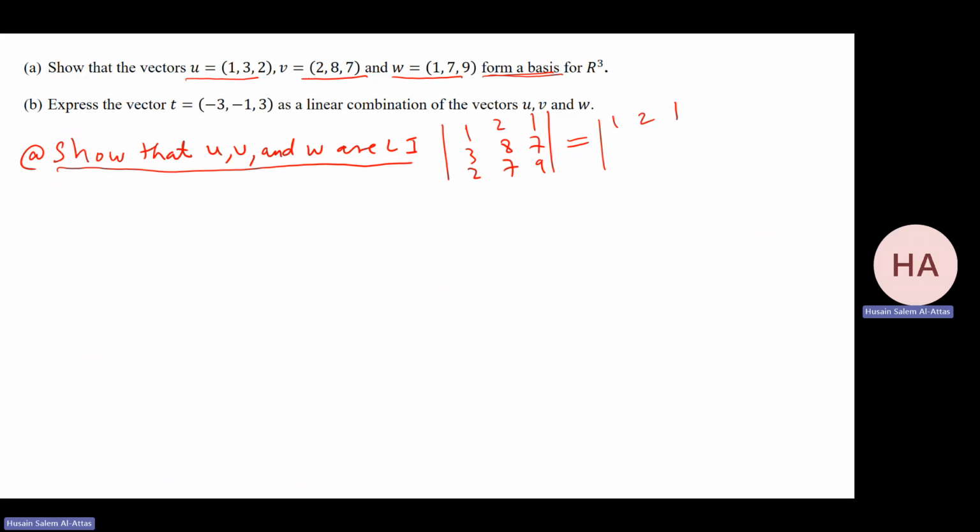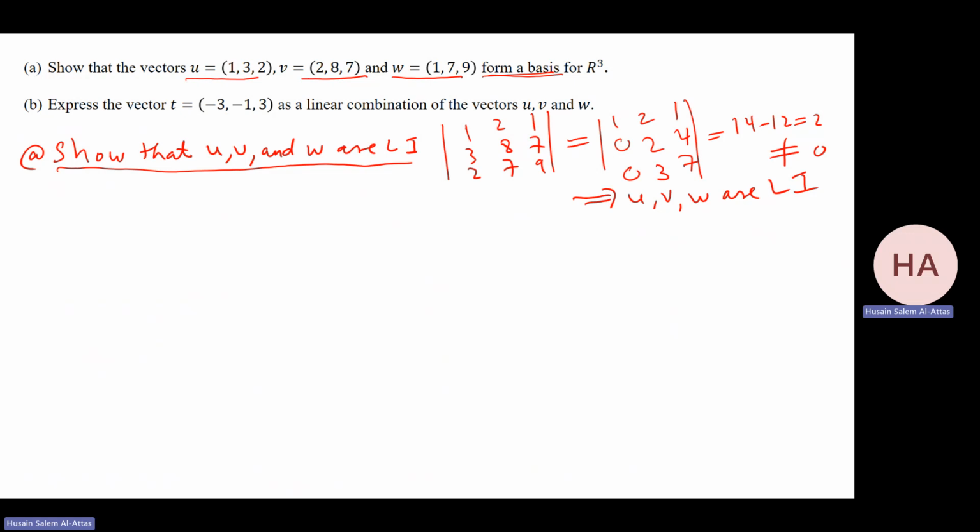So multiply by minus 3 and add, that will be 0, then 2, then 4. Now minus 2 and add, that will be 0, then 3, then 7. So I'm getting what? 14 minus 12, which is 2, not equal to 0. That means what? U, V, W are linearly independent.